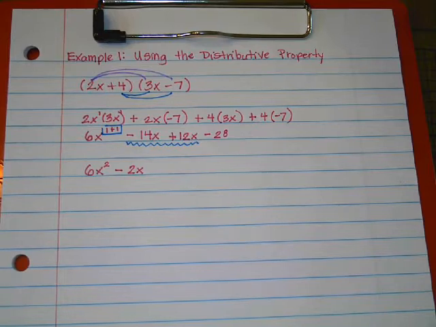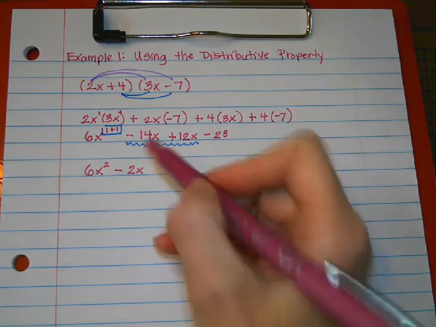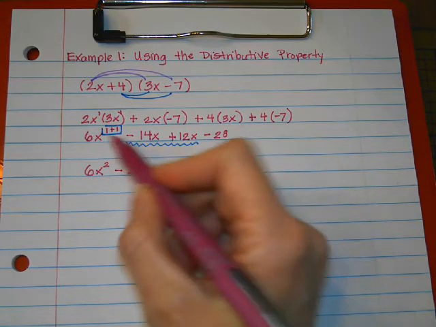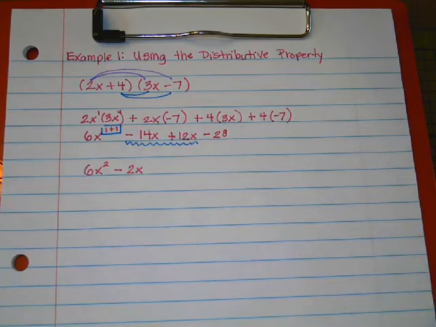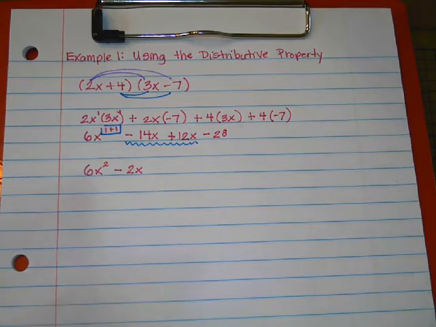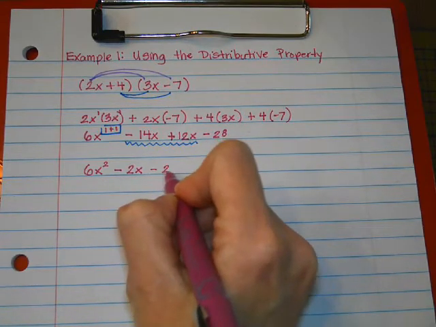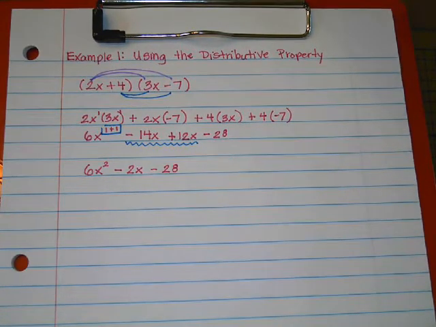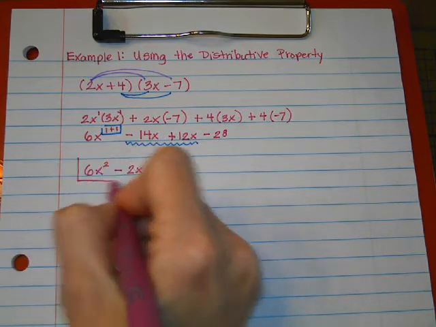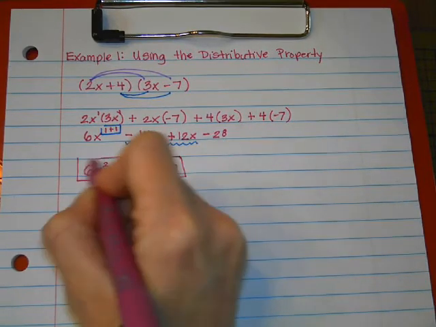When we add and subtract, we never mess with the exponents. Only when we multiply or when we divide do we mess with these exponents. Then we just bring down our minus 28 because it's the only constant that we have. So this would be your final answer.